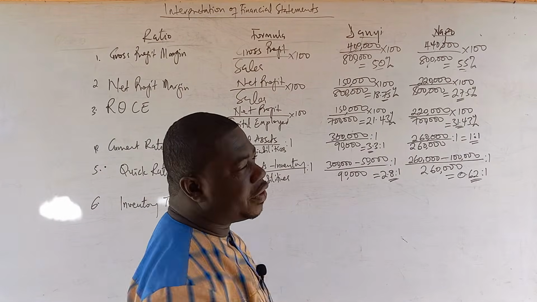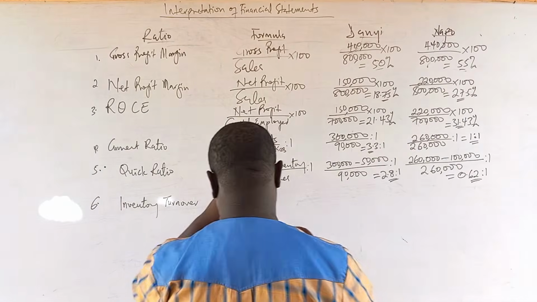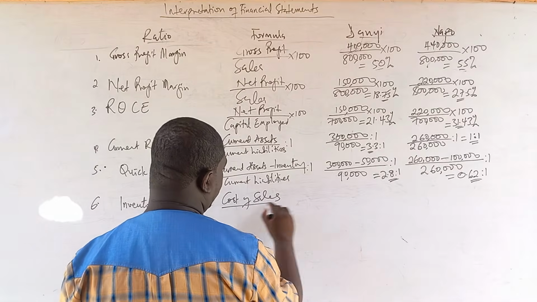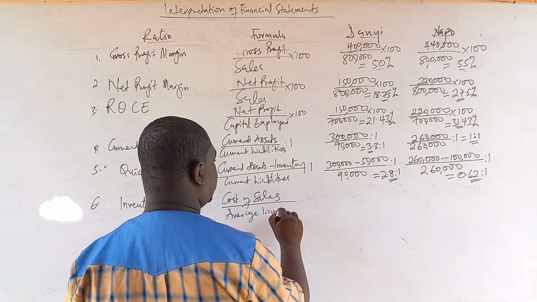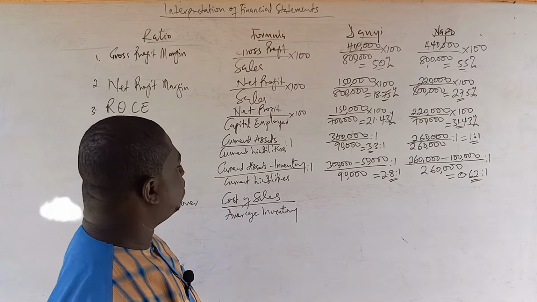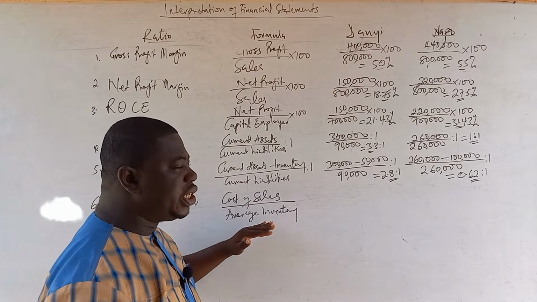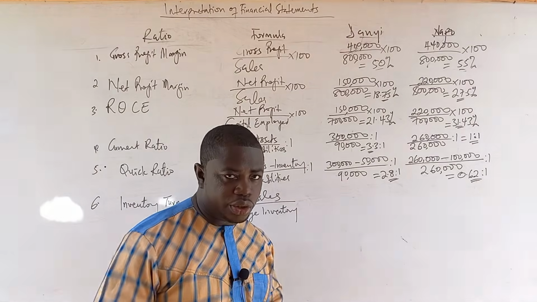Now, this is not inventory turnover days. This is the rate of stock turnover. And it is calculated as your cost of sales over your average inventory. Now, the average inventory is your opening inventory plus closing inventory divided by 2. So you are finding the average of the opening and the closing stocks.